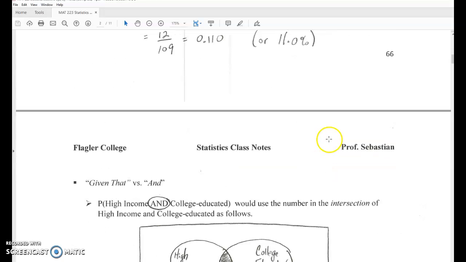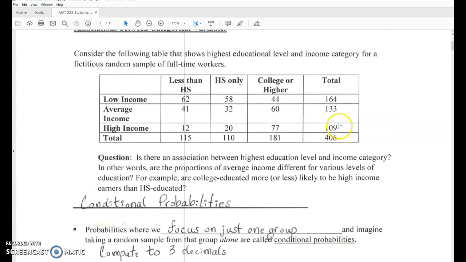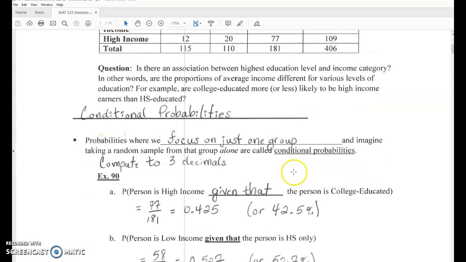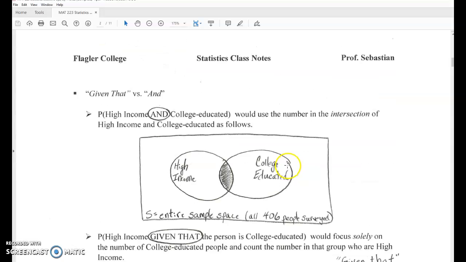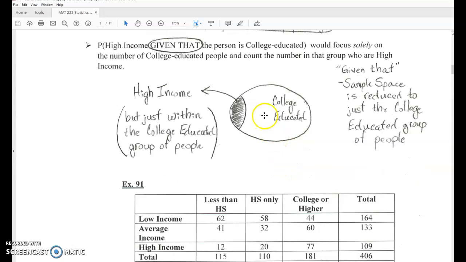So again, if you go back to the table, that means focus in only on the college educated group. So the high income is 77 out of 181 because we're focusing only on the college educated group. Okay, so that's essentially what's going on.